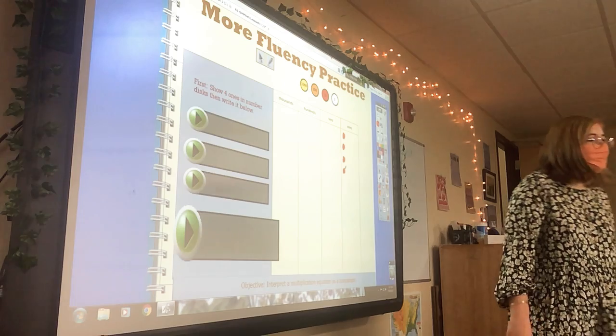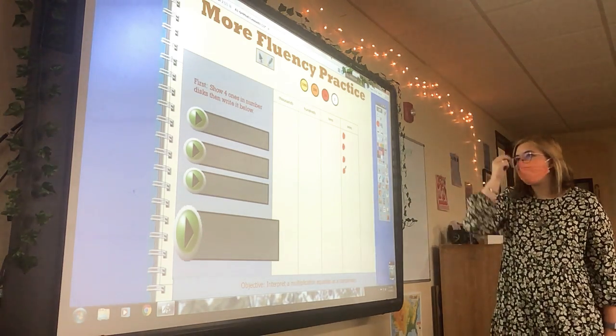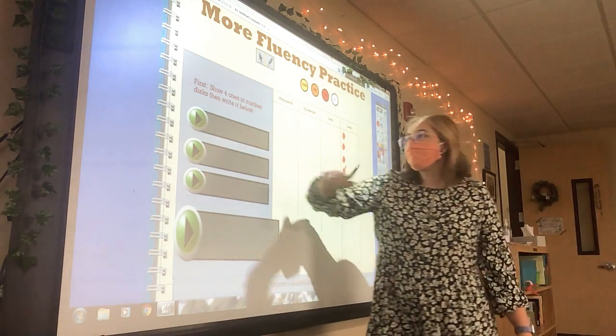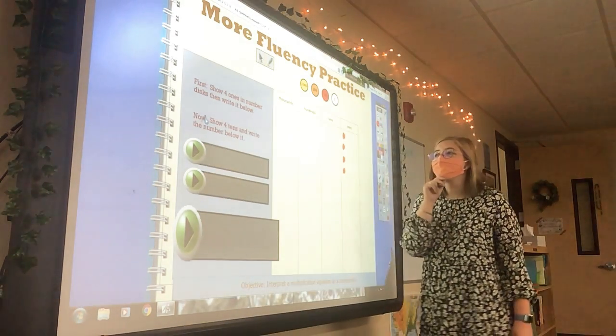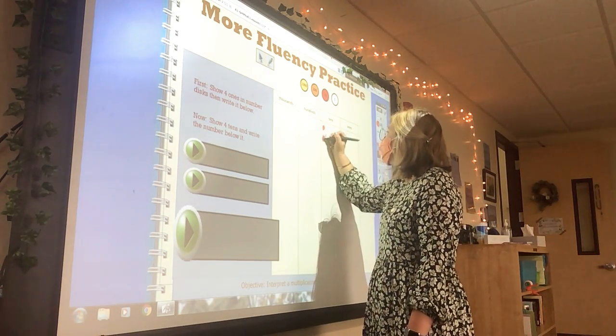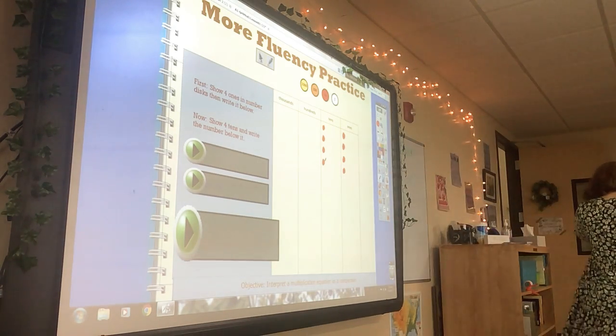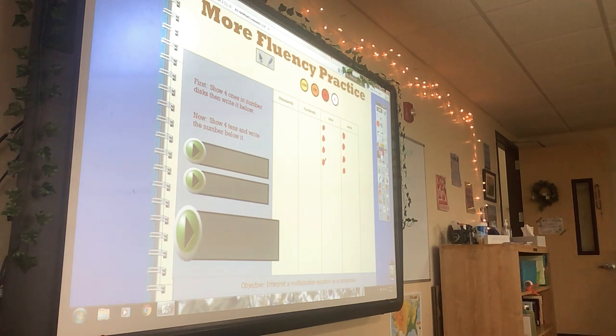Okay, quickly, don't spend too much time labeling it. Just kind of put 1, 10, 100, 1,000, and then get going, okay? All right, next. Show 4 tens. Keep them together. So 4 ones and then 4 tens.